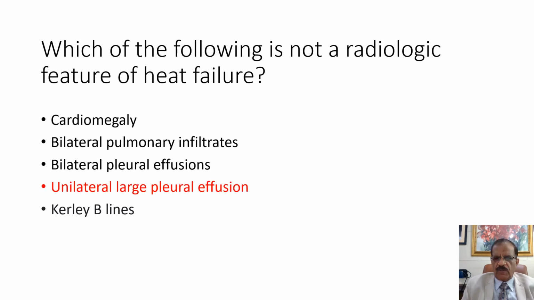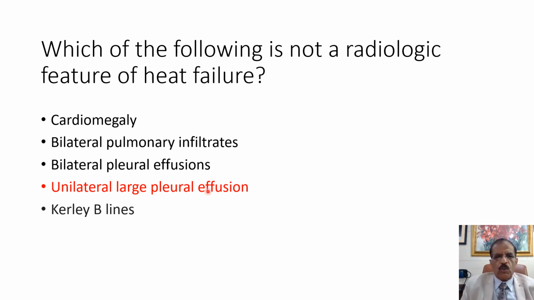Unilateral large pleural effusion. Cardiomegaly, of course, whenever there's cardiac failure, there's cardiomegaly. Bilateral pulmonary infiltrate is a classical feature of pulmonary edema. Bilateral pleural effusion, if the condition advances, cardiac failure typically causes bilateral pleural effusion. Right-sided pleural effusion is usually bigger, so there may be a time when you can see pleural effusion only on the right side, but then that would be small. If there is unilateral pleural effusion, and if it is a large one, it definitely suggests some non-cardiac cause.